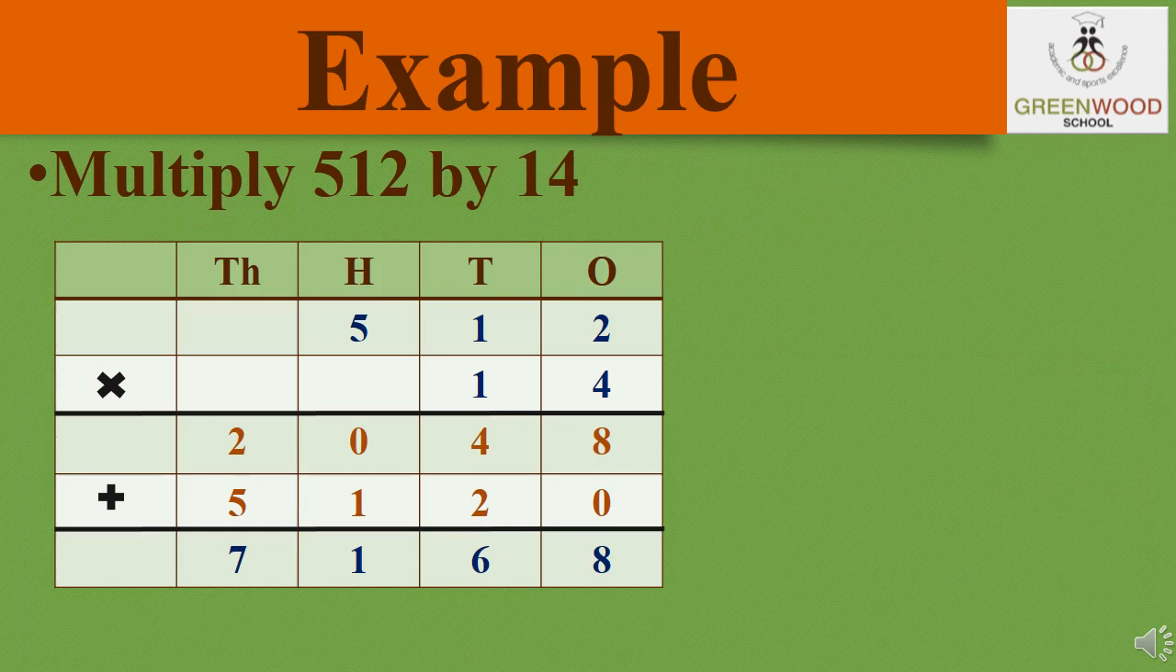Multiply 512 by 14. First place 512 in the respective places of ones, tens and hundreds. Below that write 14, 4 in ones place while 1 in tens place. Now as always, multiplication starts from ones place. So step 1 is 512 will get multiplied by 4. So 4 2s are 8, 4 1s are 4 and 4 5s are 20. Now this 2 we do not need to carry over because after 5 there is no number.